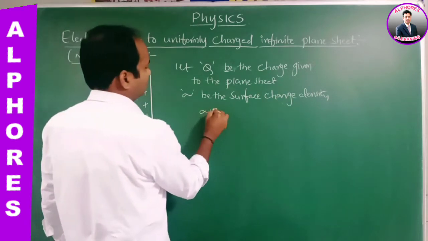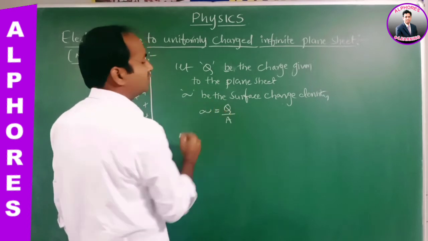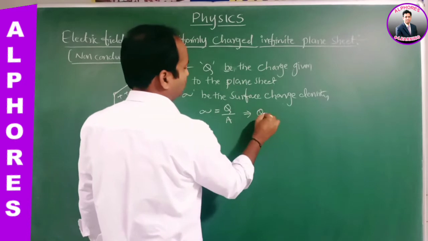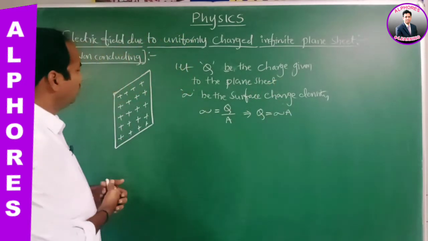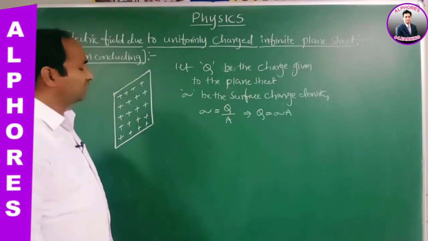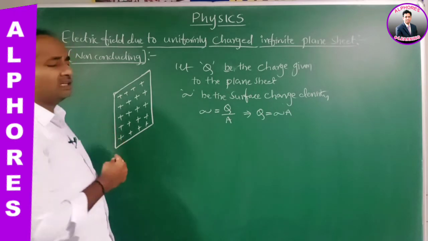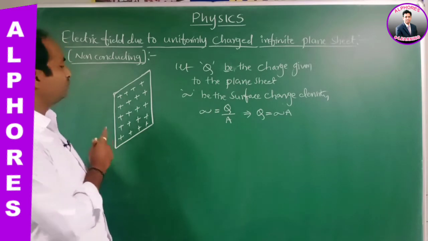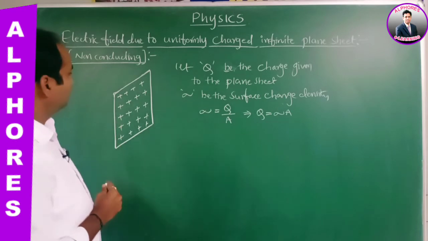Sigma is equal to Q by A. From this we may write Q is equal to sigma A. Now by using Gauss law we should calculate the intensity of electric field due to this uniformly charged infinite plane sheet, that too a non-conducting plane sheet.